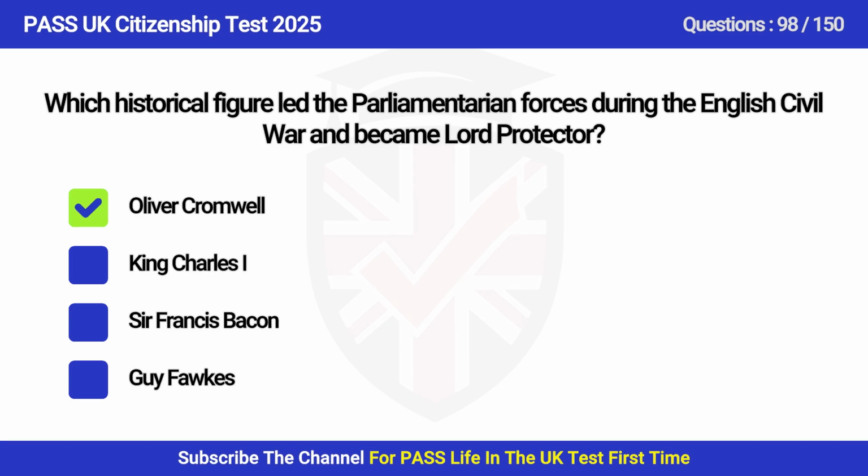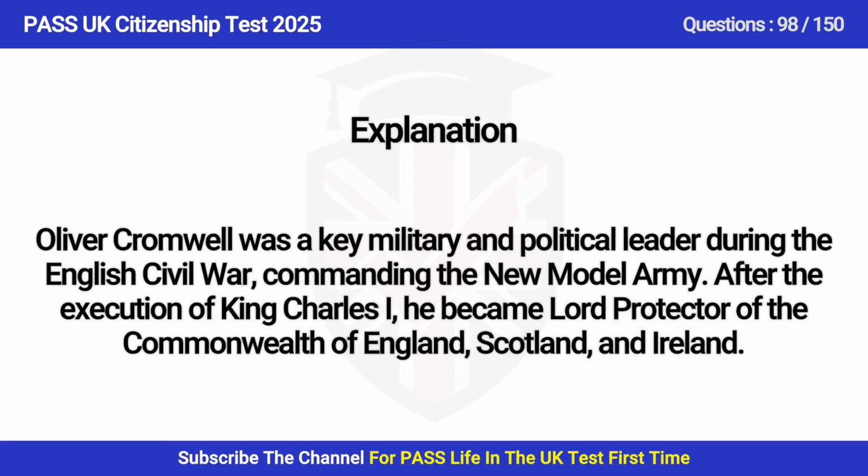The answer is A. Oliver Cromwell. Cromwell was a key military and political leader during the English Civil War, commanding the New Model Army. After the execution of King Charles I, he became Lord Protector of the Commonwealth of England, Scotland and Ireland.